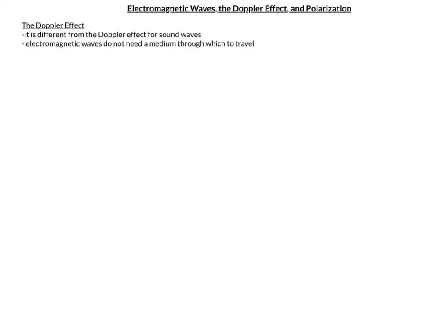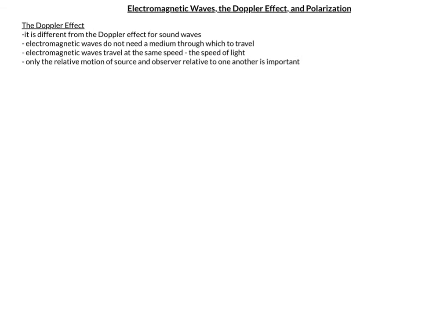For one, electromagnetic waves do not need a medium through which to travel. With sound waves, we had to take into account the medium through which waves traveled and the speed relative to that medium. With electromagnetic waves, that is not a concern. And that is because we know that electromagnetic waves travel at the same speed in vacuum, the speed of light. And those speeds are really, really high compared to the speeds that we can attain by other means. So that means that only the relative motion between the source and observer is important when we're dealing with a Doppler effect.